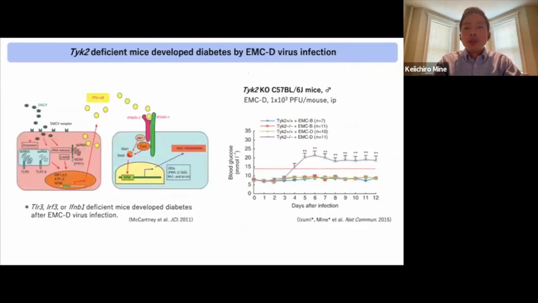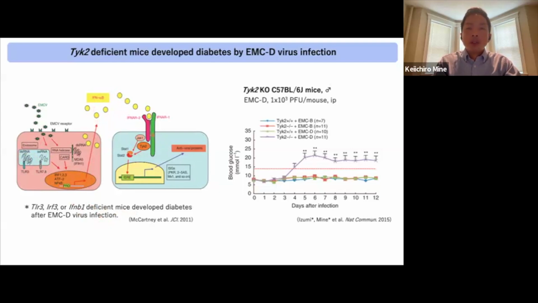The innate immune system recognizes viral infection using pattern recognition receptors and produces type I interferons. Type I interferons enhance the antiviral state through JAK-STAT signaling. It was already reported that toll-like receptor 3, IRF3, and interferon beta-1 deficient mice developed diabetes after EMCD virus infection.